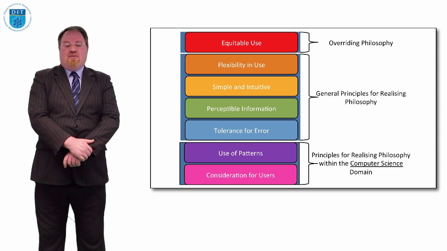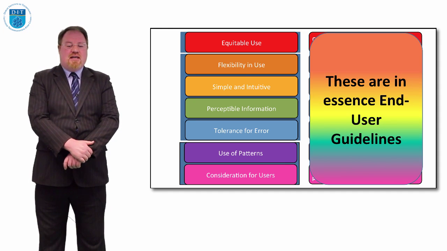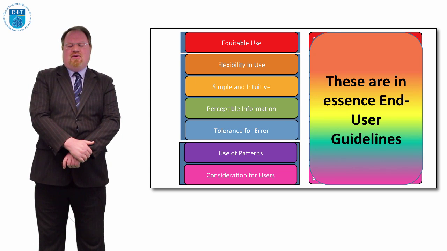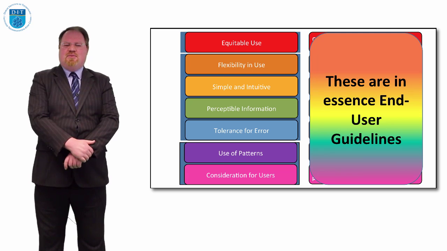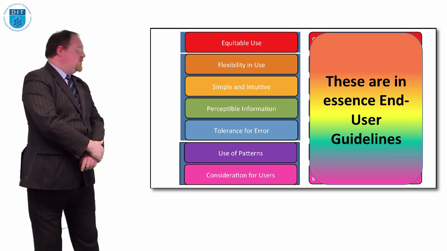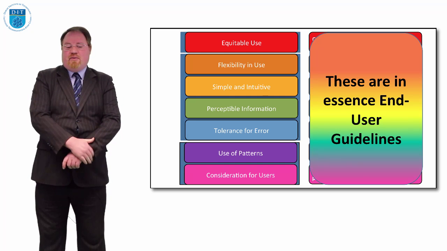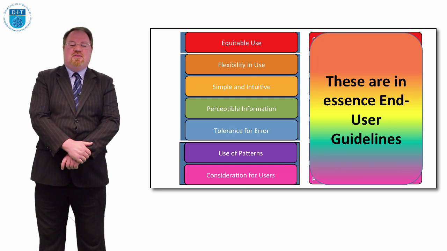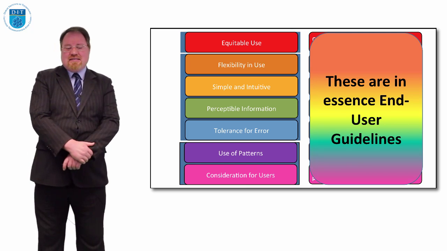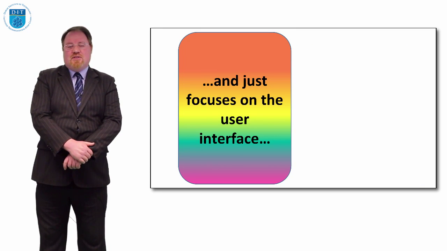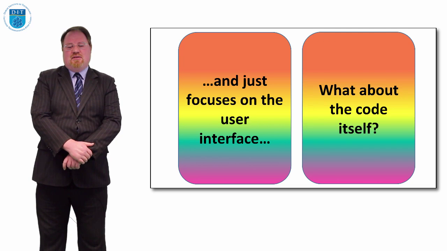So if they are now the new 7 principles, let's try and understand what they're about. As I see it, they are, in essence, all about the user experience. When we develop software, we want software to be equitable, we want software to be flexible, we want it to be simple, we want it to have clear instructions, we want it to tolerate error, we want software to use patterns to make it easier for the user to access, and we want to have consideration for the user. So I see these very much about the end user and focusing principally on the user interface.